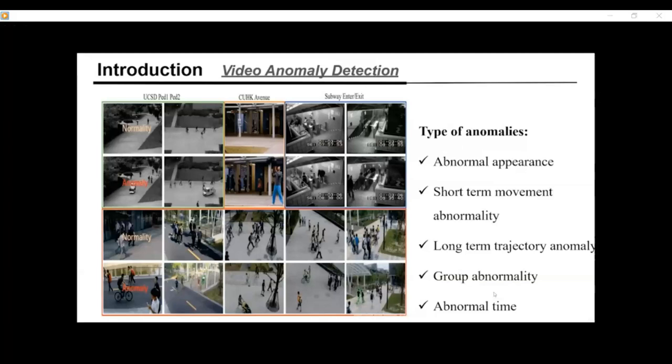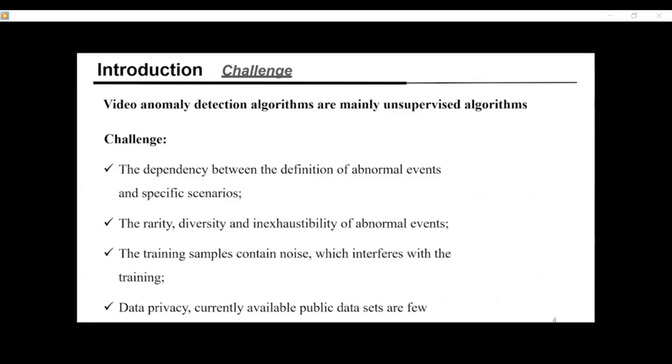However, video anomaly detection tasks still face many challenges. First, the dependency between the definition of abnormal events and the specific scenarios. Second, the variety, diversity, and inexhaustibility of abnormal events. Third, the training samples tend to contain noise, which interferes with the training. Fourth, data scarcity. Currently available public data sets are few.